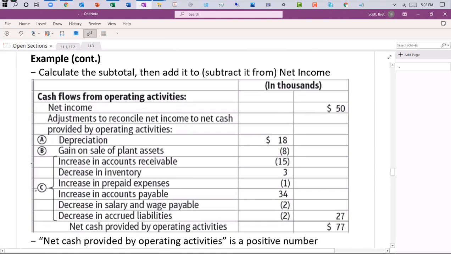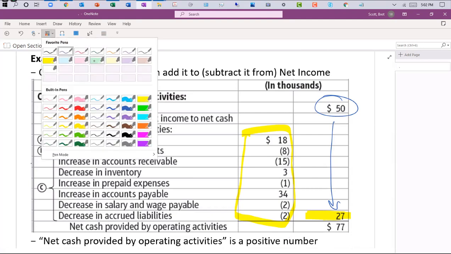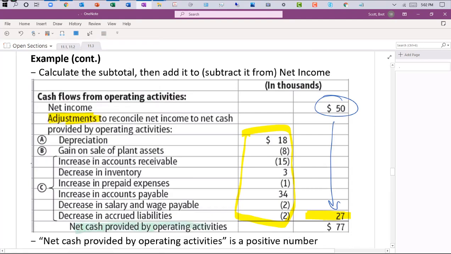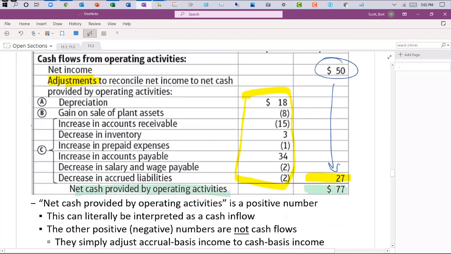Once we get all of the amounts, the adjustments, these are all just adjustments, then we want to net those. And the net here is going to be a positive or negative. It's not necessarily a cash in or cash out. This is a positive number. We want to take that net income number and add 27,000 to it to get what can be truly interpreted as a cash flow from operating activities. That 77,000 can literally be interpreted as a cash inflow because it's positive.